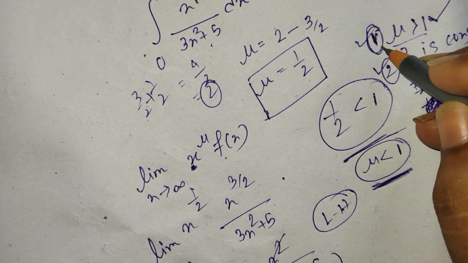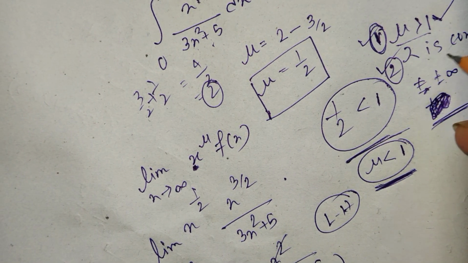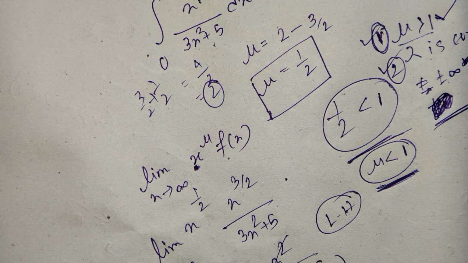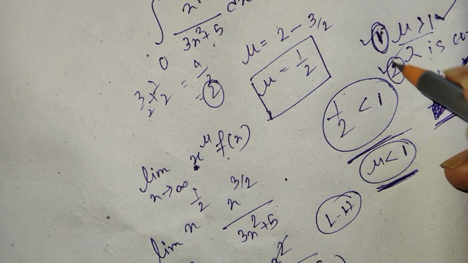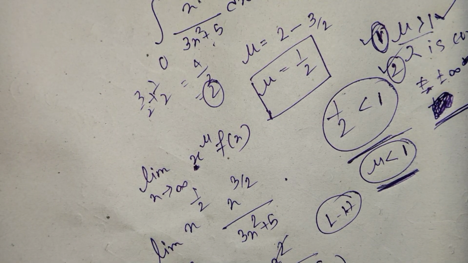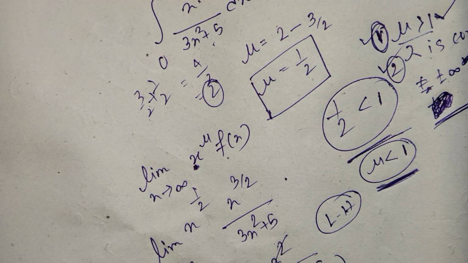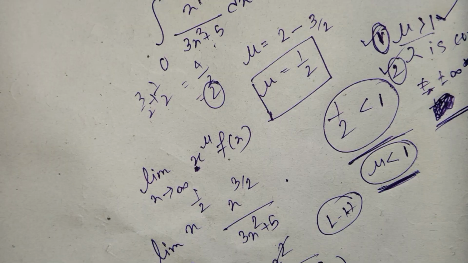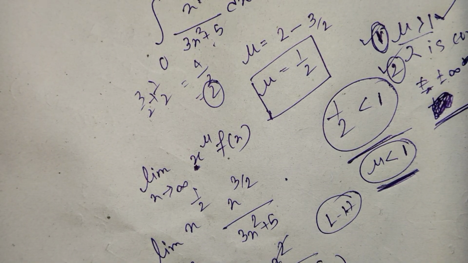Hopefully you can understand. The first condition is mu greater than 1, and the second condition is lambda should not equal plus or minus infinity. If one of the conditions is not validated, or not maintained, then the integral will not converge. Basically, this is very easy to understand, hopefully.